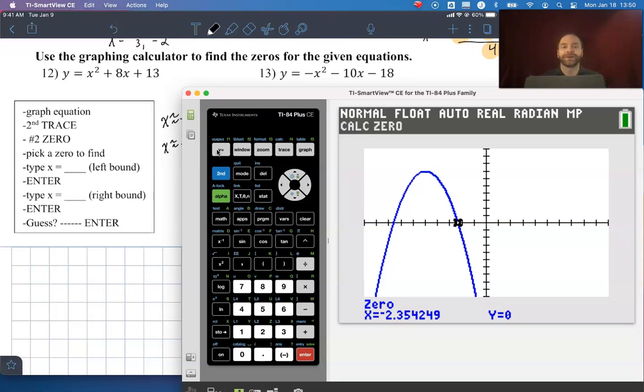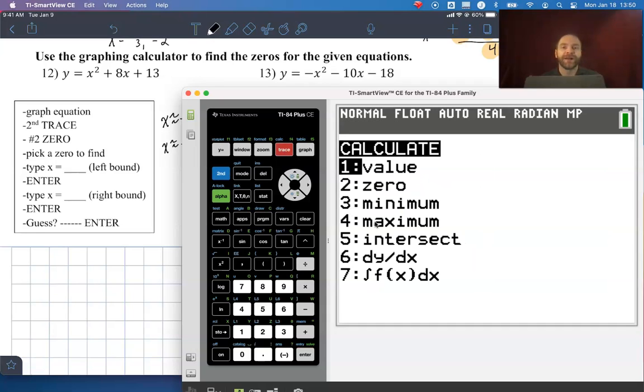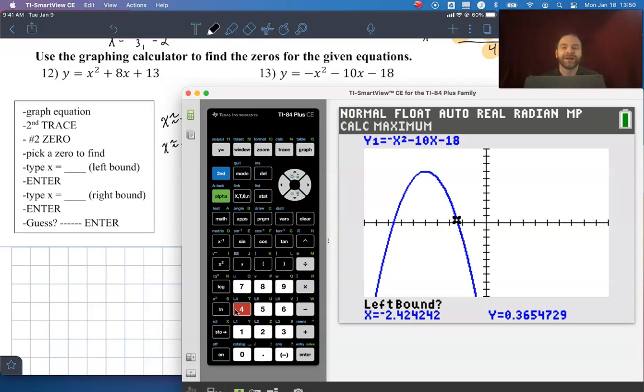It doesn't matter if your guess is wrong as long as your guess is between your left bound and your right bound. And use your eyes to tell you what numbers are the left and what numbers are the right. Think logically here. Just so you are aware, this feature is also used when you are grabbing minimums or maximums. Now this one's opening down, so if I go to maximum, if I look 1, 2, 3, 4, 5, right here, -5, that looks like the x value for the maximum.